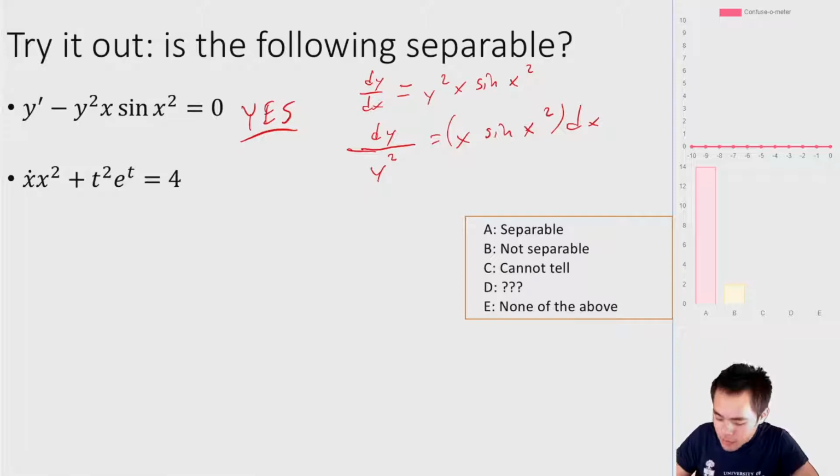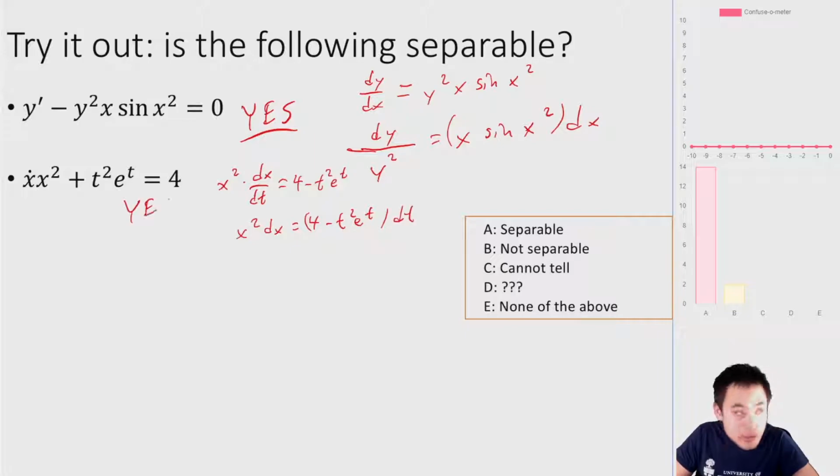So we have x squared times dx/dt plus... I'm going to rewrite this and move the t's over to the other side. This is going to be equal to 4 minus t squared e to the t. And then I'm going to multiply both sides by dt, so then you have x squared dx is equal to 4 minus t squared e to the t dt. So yes, this is separable.